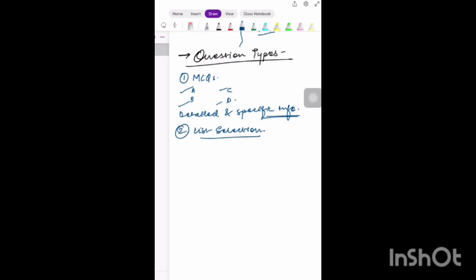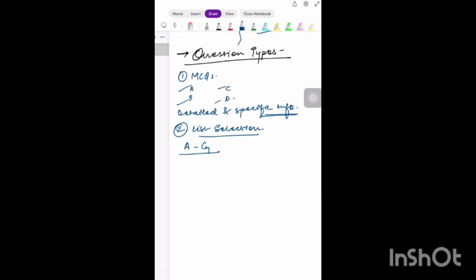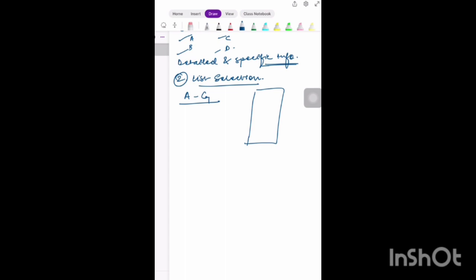List selection is choosing the correct answer from a given list of words, information, or names. Answers are usually A to G, and read the instruction carefully to check. They'll give you a passage and a list of words to choose from, and you have to choose from the list, whatever the information is. It could be a name also, and you have to answer it correctly.